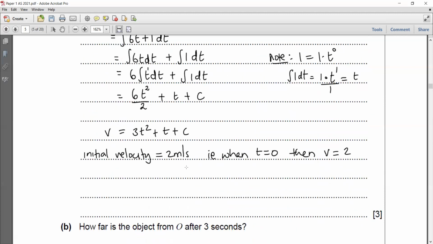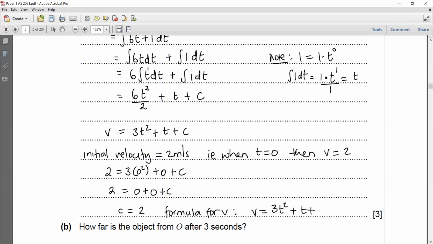So v is equal to 2, so I have 2 equals 3 times 0 squared plus 0 plus c. So this is 2 equals 0 plus 0 plus c. This means that c is equal to 2. So then the formula for the velocity, we have v is equal to 3t squared plus t, and then instead of writing c, you write 2.